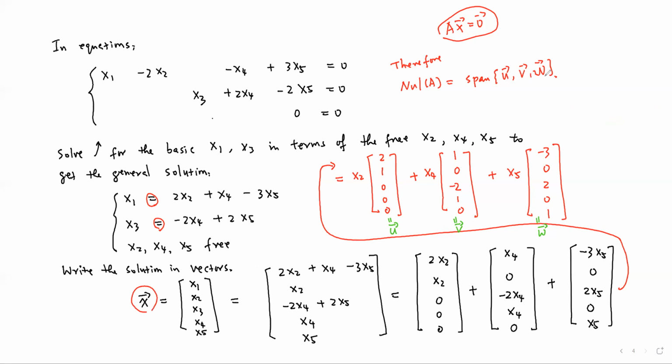So because U, V, W are linearly independent, this spanning set is a smallest spanning set. Therefore, it is a basis. Conclusion: a basis of the null space is the set of these three vectors. U, V, W means these three vectors. Done.